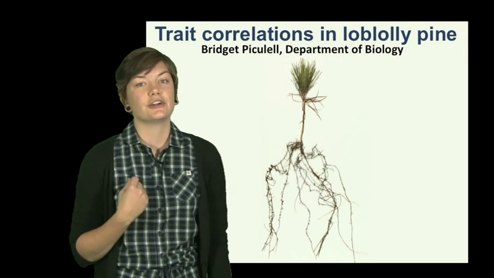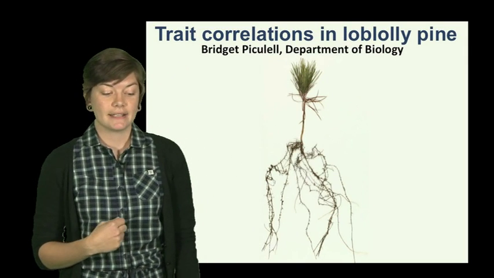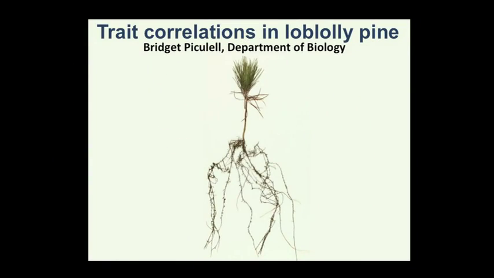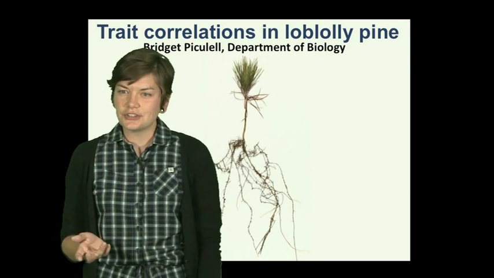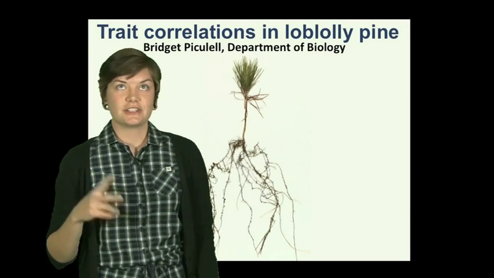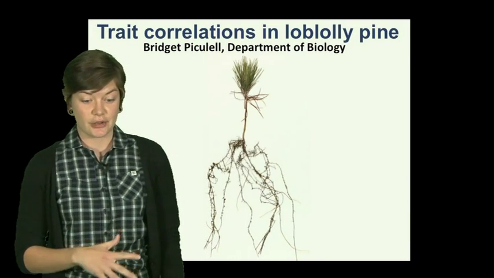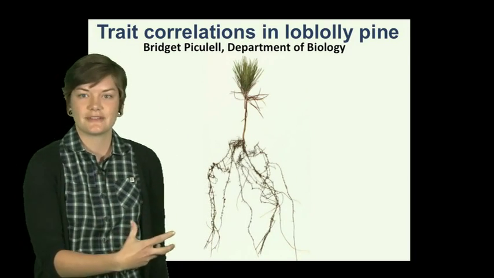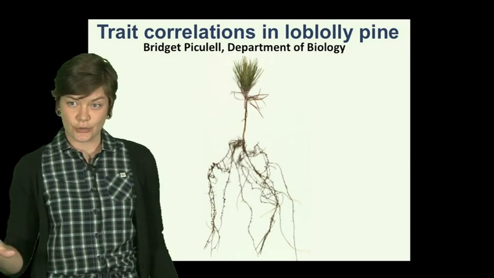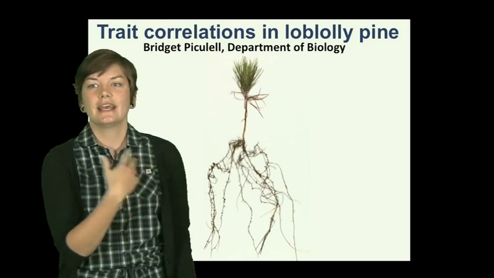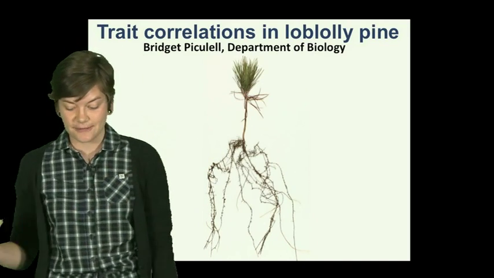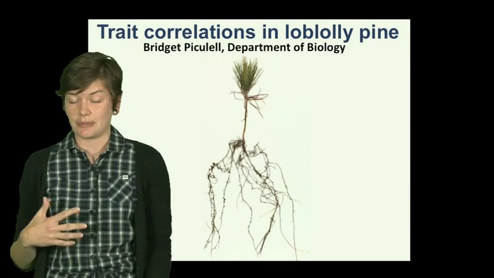What I study are trait correlations in loblolly pine. Loblolly pine is a species of pine that's found throughout the southeastern United States in both natural populations and agriculturally managed plantations. One set of traits that I'm interested in is the association of loblolly pine with mycorrhizal fungi, a type of fungi that grows from the root tips of the plant and extends its hyphae into the soil, where it absorbs nutrients and passes those nutrients on to the host plant.